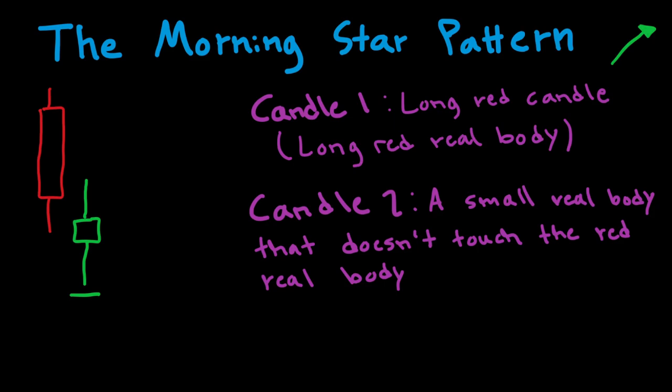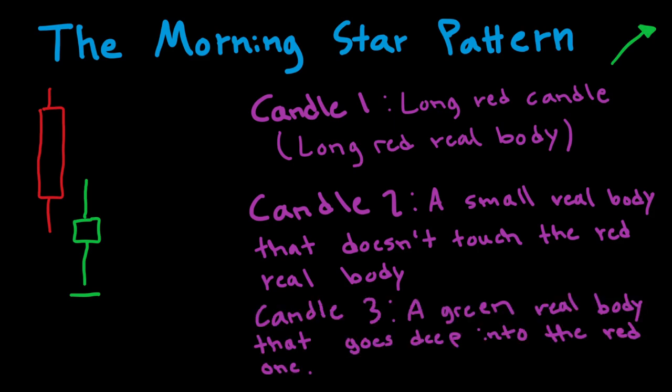The third candle here. The third candle is a green real body that goes deep into the red one. So it will look, for example, something like this. You can see that the green real body here, what I mean by going deep here is that the green real body goes all the way up here. So it goes up deep within the red candle like this.